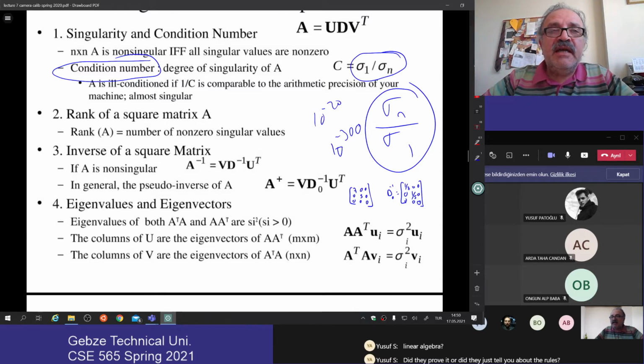Tekil değerler ayrışması, I think that's the Turkish name for it. Singular value decomposition.